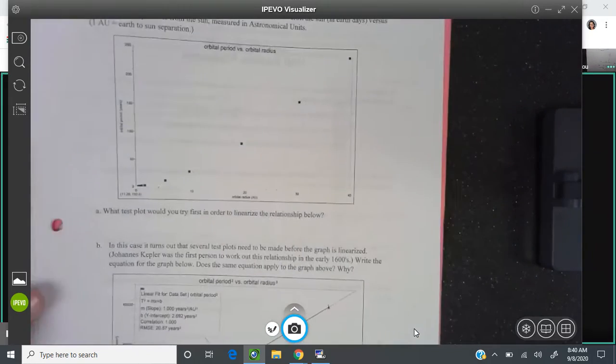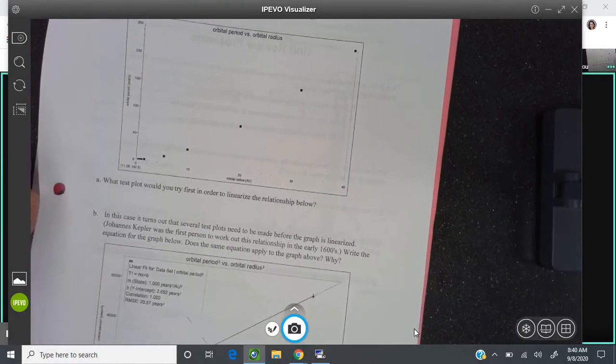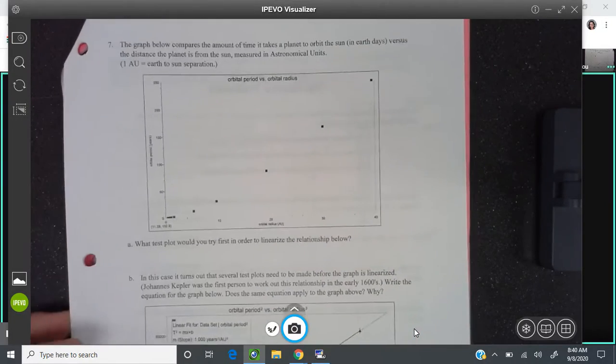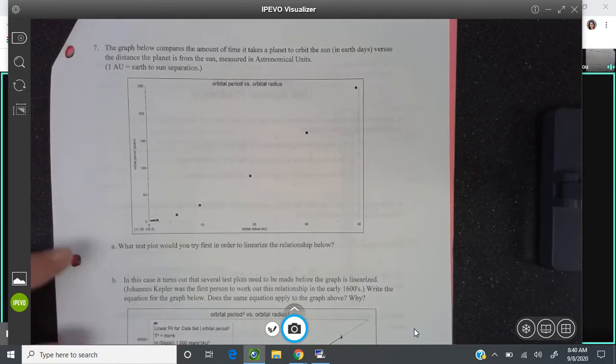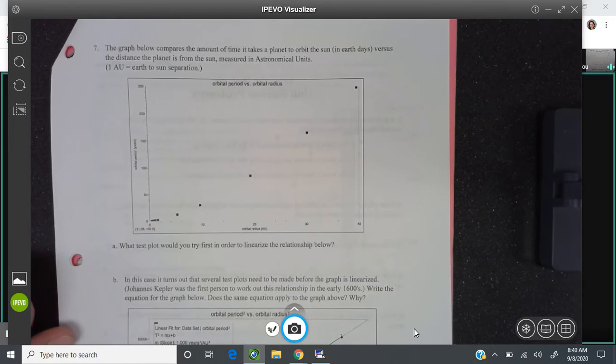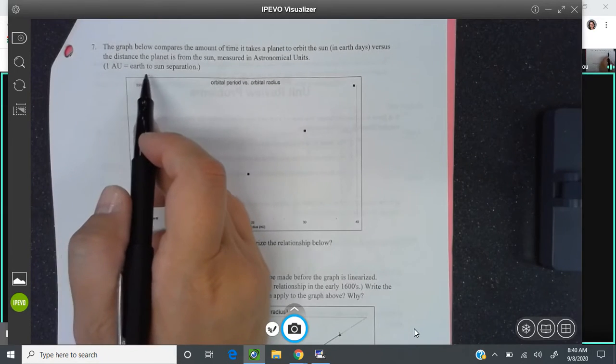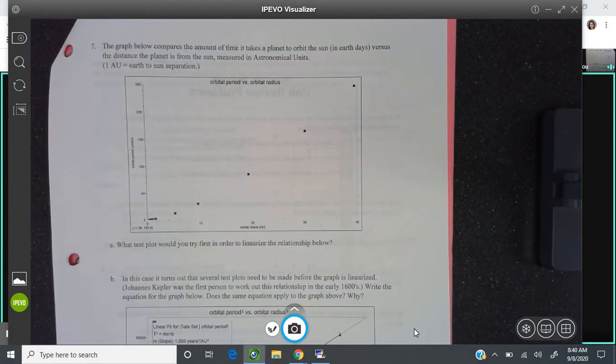Okay. On the back, these were kind of elaborate. Here's a graph that compares the amount of time it takes a planet to orbit the sun versus the distance the planet is from the sun, measured in astronomical units. 1 astronomical unit is the Earth to Sun separation. An astronomical unit is the average distance the Earth is from the sun on any given day. Sometimes it's a little bit more, sometimes a little bit less. But generally, we describe astronomical units in comparison to how far we are from the sun.